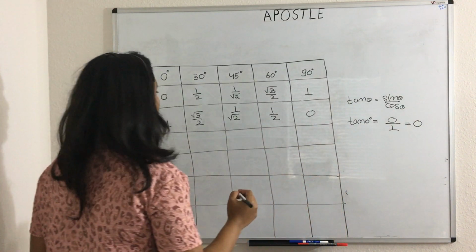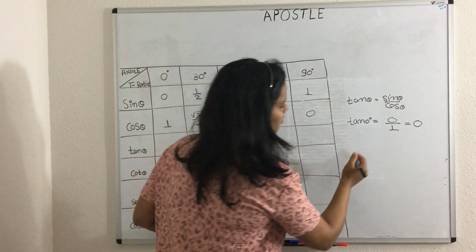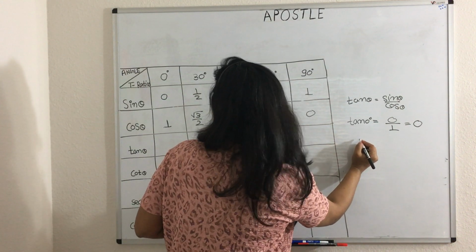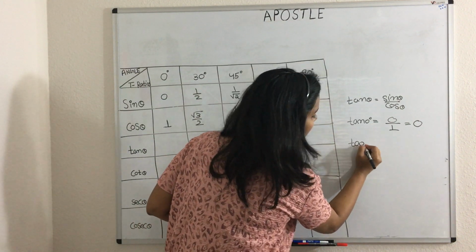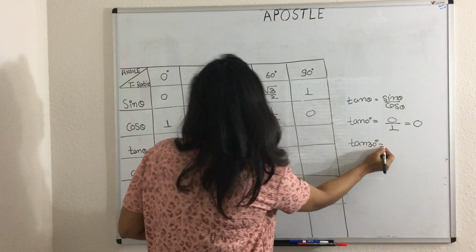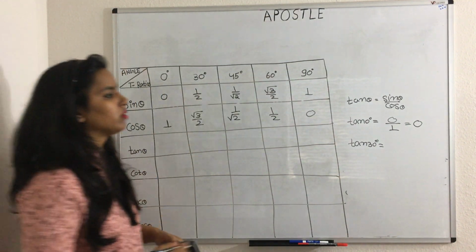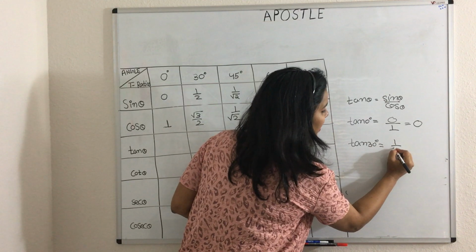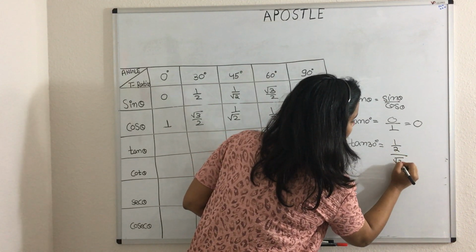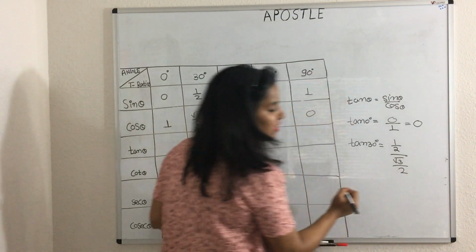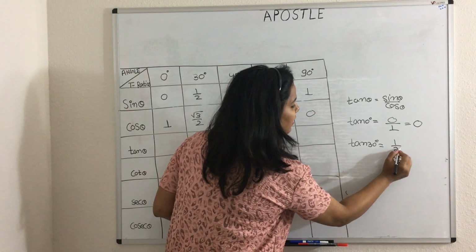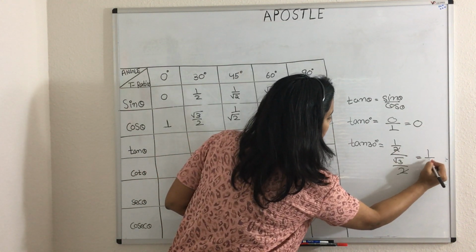And what is the value of tan 30? The value of tan 30 is half divided by root 3 by 2. So half divided by root 3 by 2. In this case, we can cancel out 2 by 2 and then the answer left is 1 by root 3.